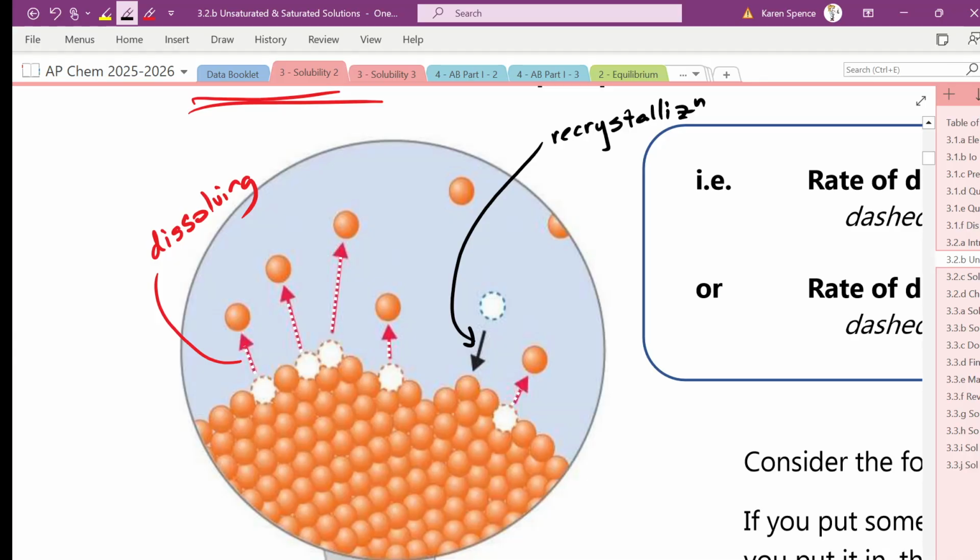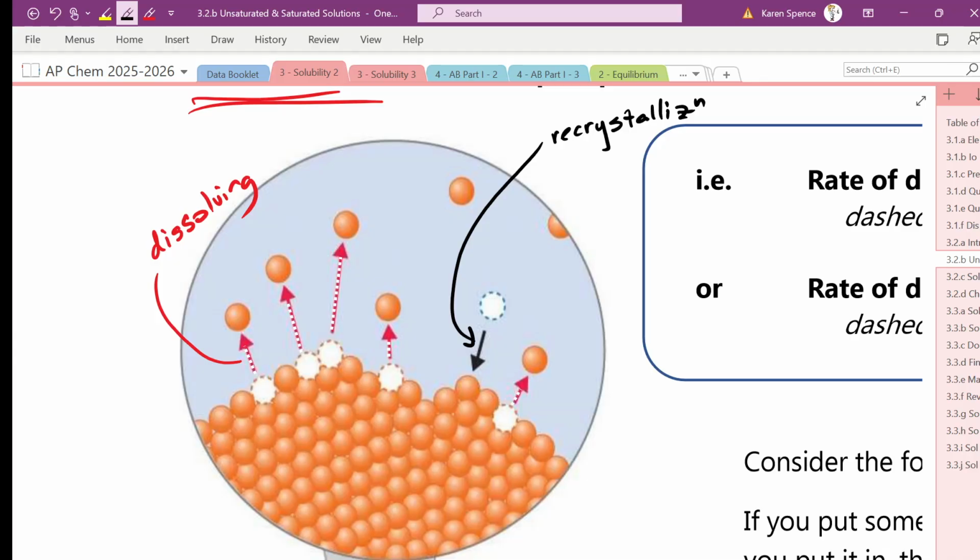Are you asking if we already have a saturated solution and we put more solid in, or we're starting from just water and we dump a solid in? Okay, so starting from water, let's say we just dump this into water. Now at the very beginning, there are no dissolved ions present. So you're going to have a bunch of things coming off.